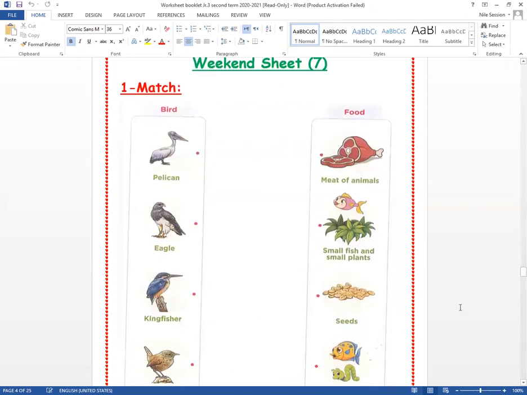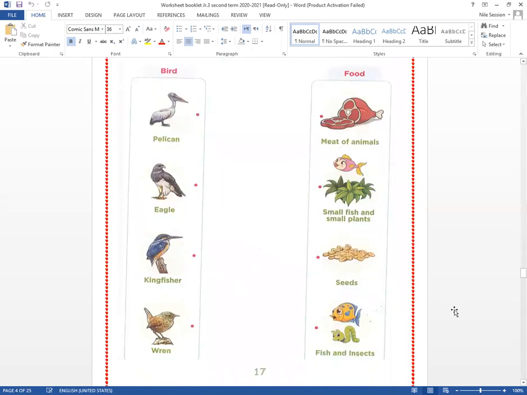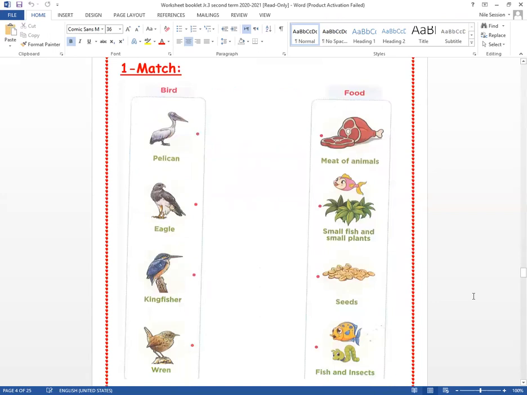Okay, all of you open the weekend sheet 7, page 17. Okay. Let's start. Now we will match.